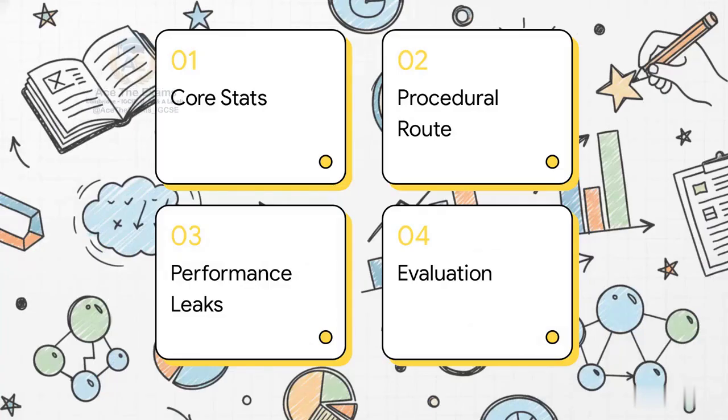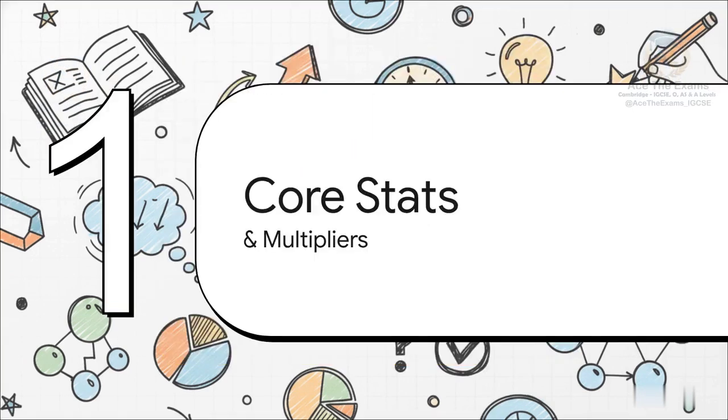Okay, let's dive into this map layout. We've got 4 distinct levels to clear today. Number 1, core stats and multipliers. Number 2, the optimal procedural route. Number 3, fixing performance leaks. And finally, number 4, the evaluation masterclass. Let's kick things off with Section 1, core stats and multipliers.